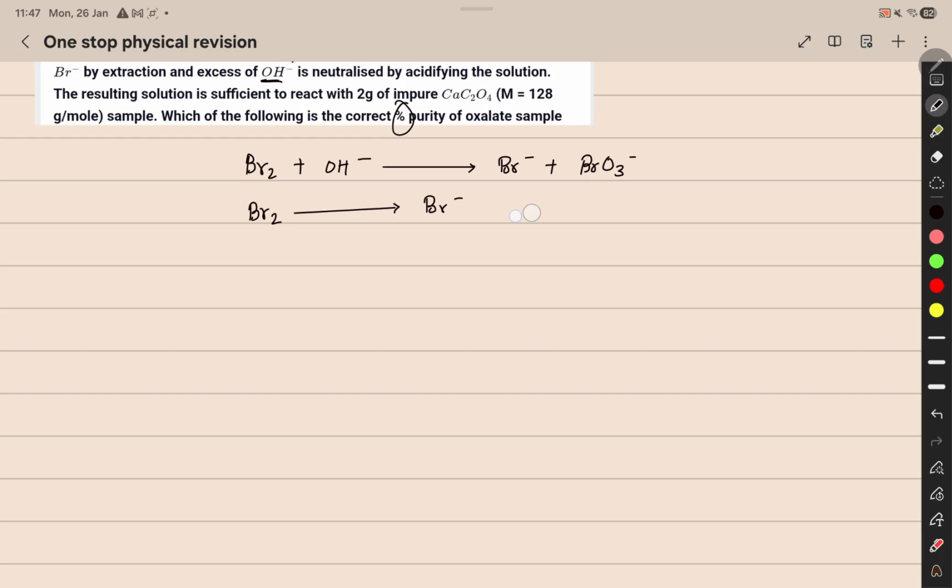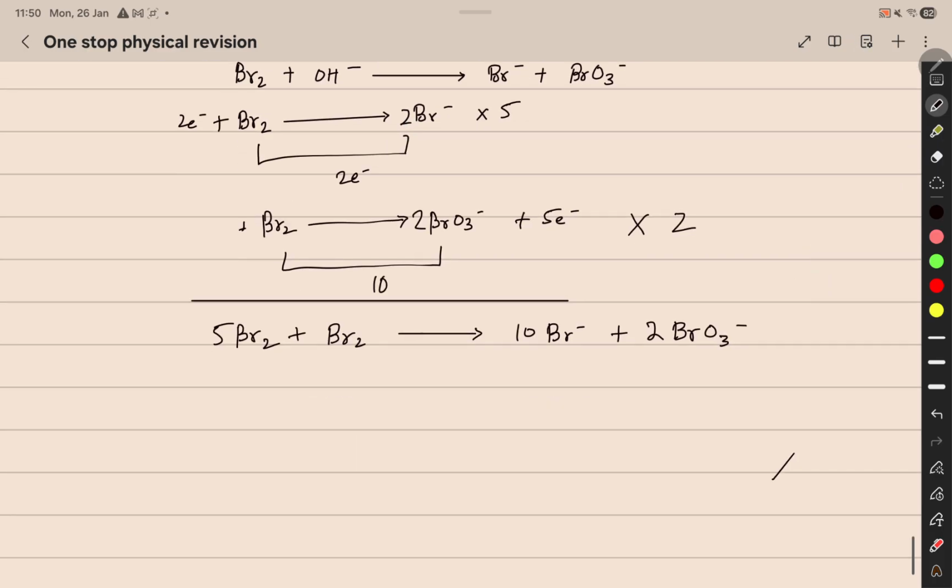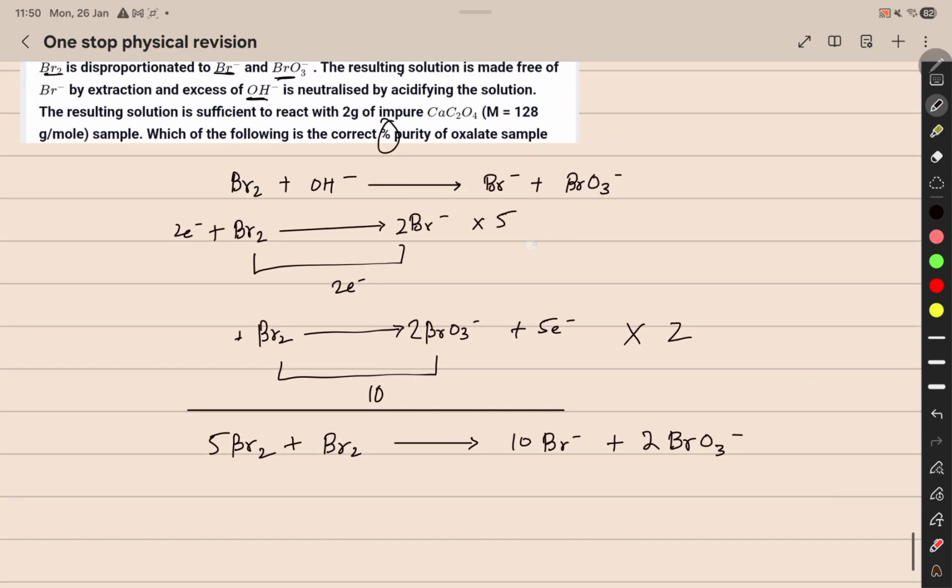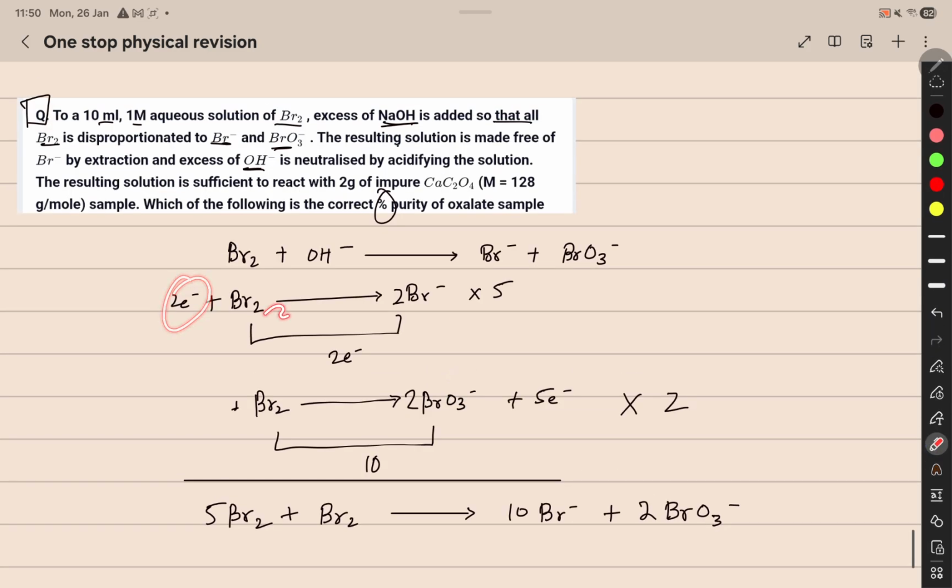So first step is we have to write the equations like this. The balancing method is first you put your two electrons. So you write the equation separately. Br2 gives 2 Br minus. There's two electrons exchanged here because each Br is going to minus. So we multiply this equation by 5.